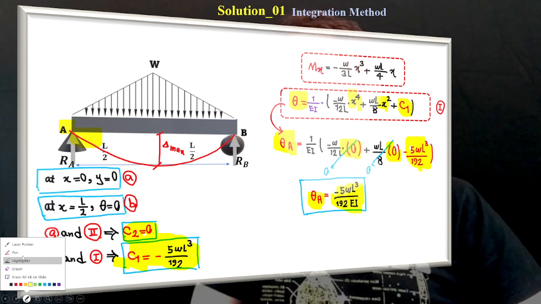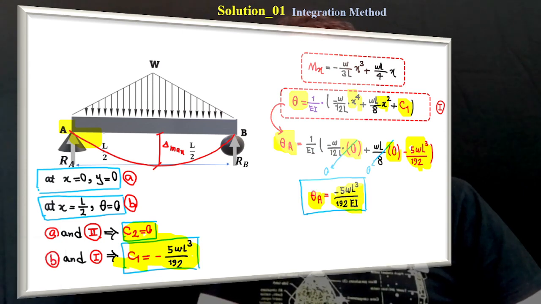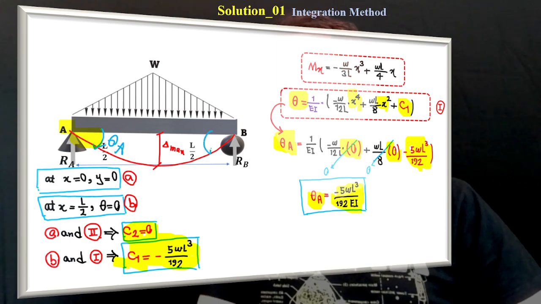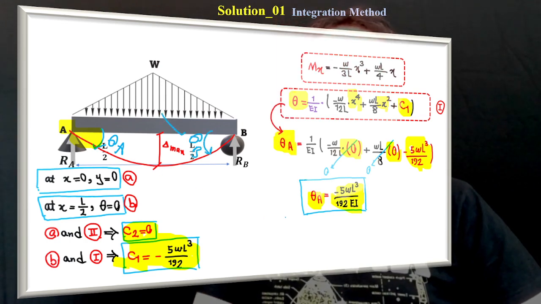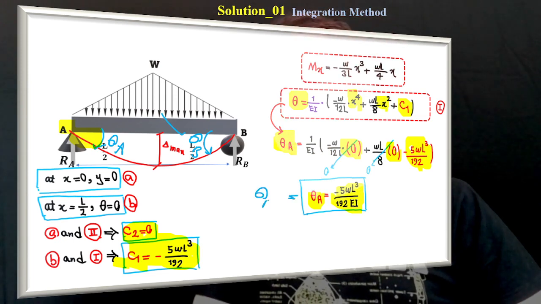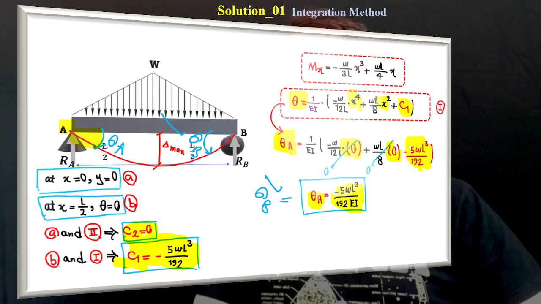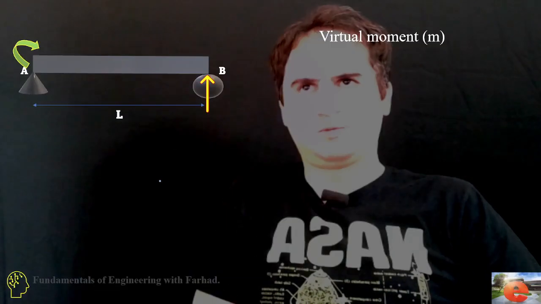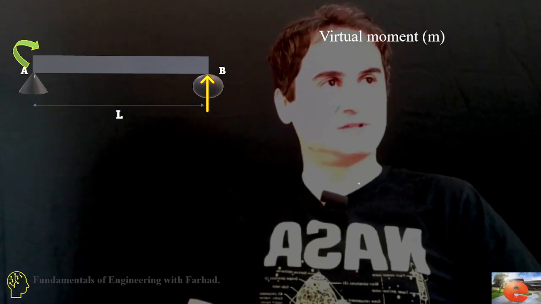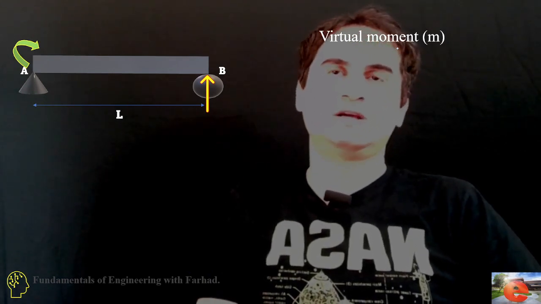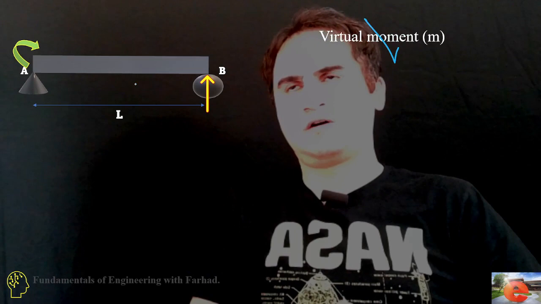over 192 modulus of elasticity, that's theta at A, and by symmetry theta at B is also equal to theta A, and that's also negative 5 WL cubed over 192 EI, and negative is just the direction of the rotation. Let's see, that was the integration method. Let's see what the answer is for the virtual method.